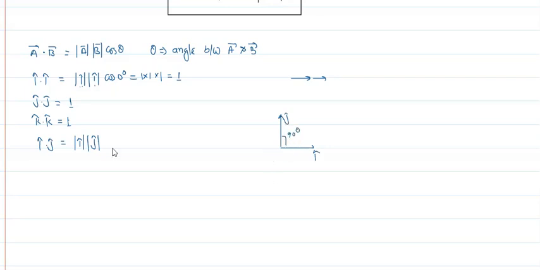90 degree. So this is cos 90 degree. So what is the cos 90? And this is y axis 90 degree. Cos 90 is what? 0. Cos 90 is 0. Okay, so this is 0.